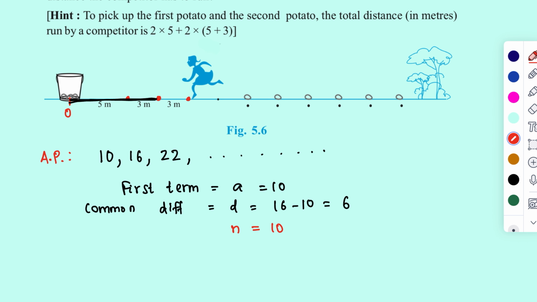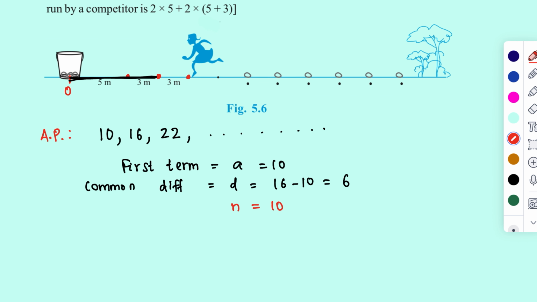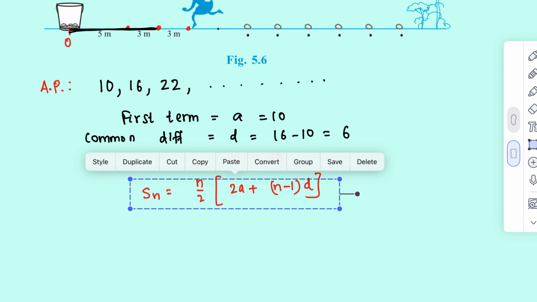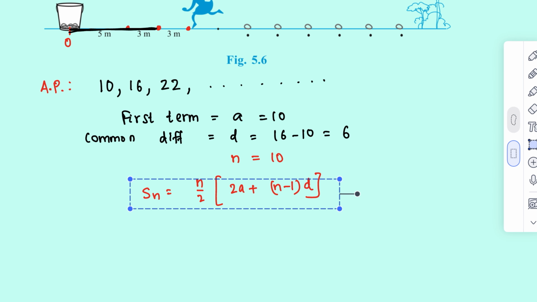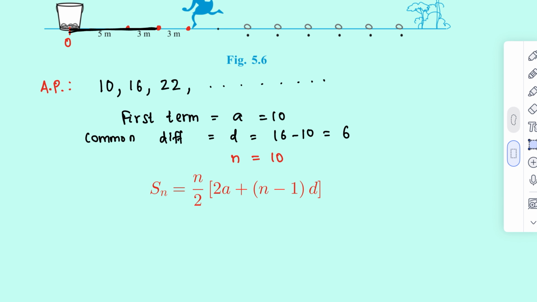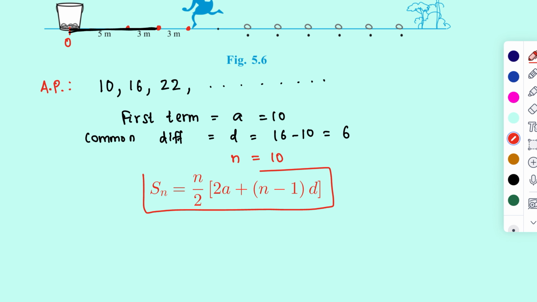Now we have to calculate the total distance covered by the competitor. So Sn will be equal to, the formula is n by 2 into 2a plus n minus 1 into d. Here n is the number of terms, a is the first term, and d is the common difference. And here we have to calculate S10. This is the formula.